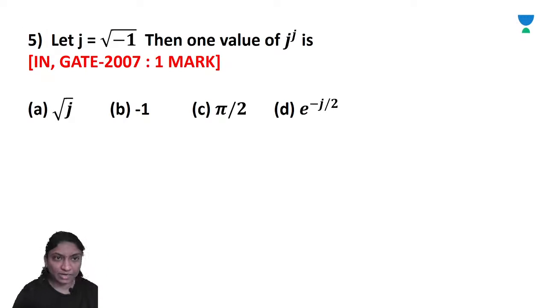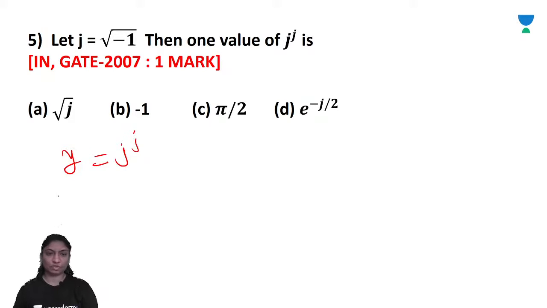So let z is equal to root of minus 1. Here instead of i, z is given. z is equal to root of minus 1. Then one value of z raised to z is. So what is the one value of z raised to z? We can take y is equal to z raised to z, right? So y is equal to e raised to i pi by 2, or j pi by 2. Instead of i we can write j pi by 2 raised to z, right?